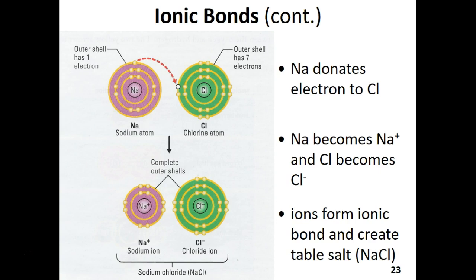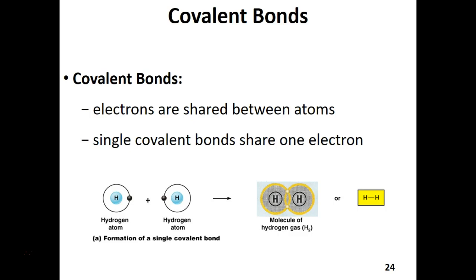When you have an ionic bond, one atom is always going to be positively charged. One atom is always going to be negatively charged. The positively charged atom is called a cation, C-A-T-I-O-N. The negatively charged atom is called an anion, A-N-I-O-N. So cations and anions are going to be attracted to each other.